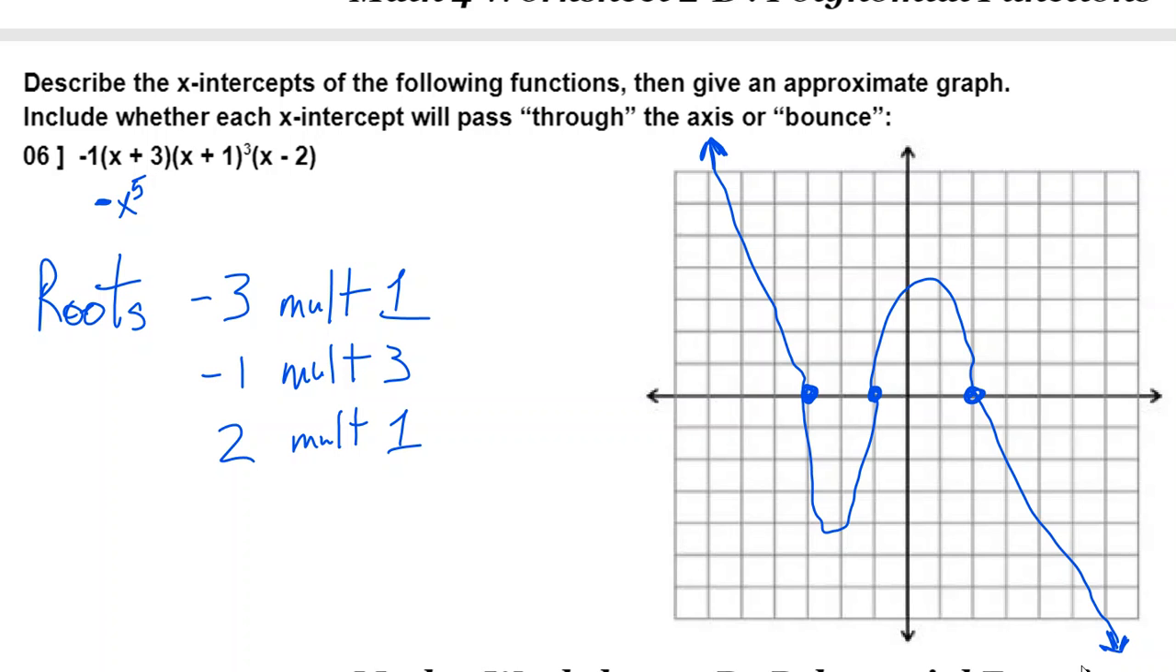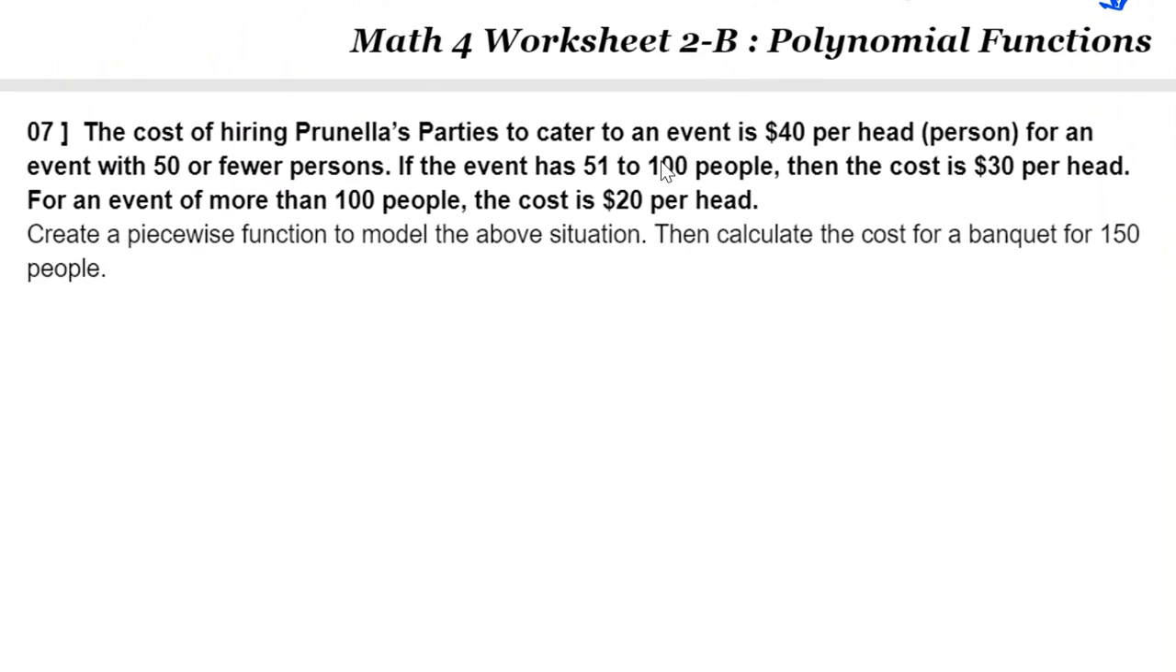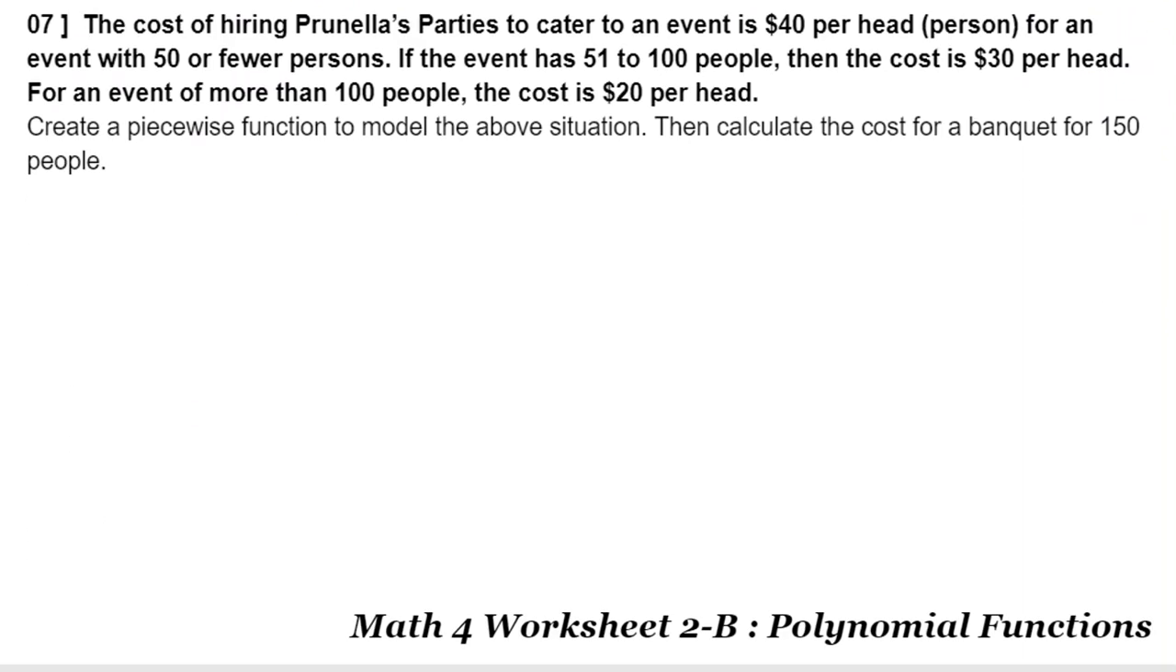So, this is just an approximate shape of the graph. And we have no idea how deep the valley is, how tall the mountain is. For all we know, it may go off the graph. But this is the general idea. All right, now on to some word problems.